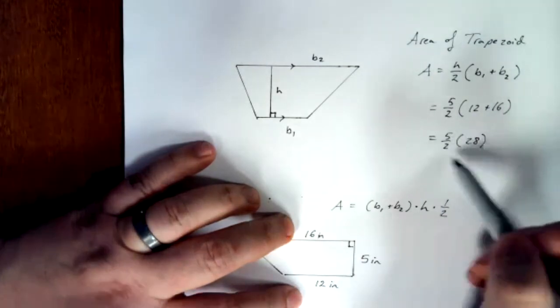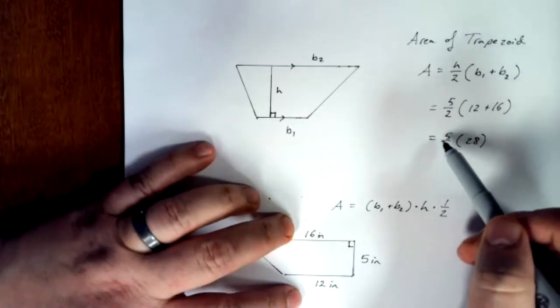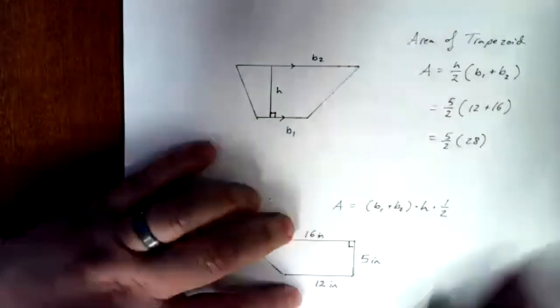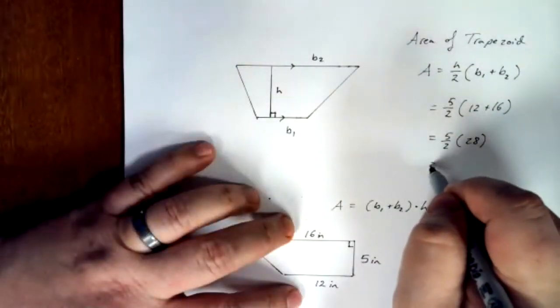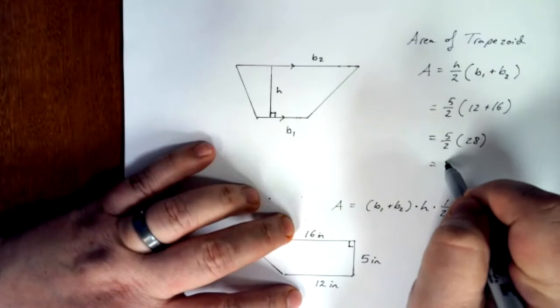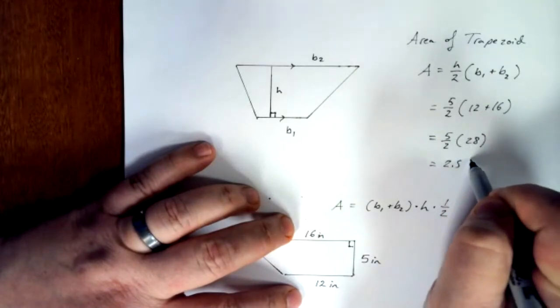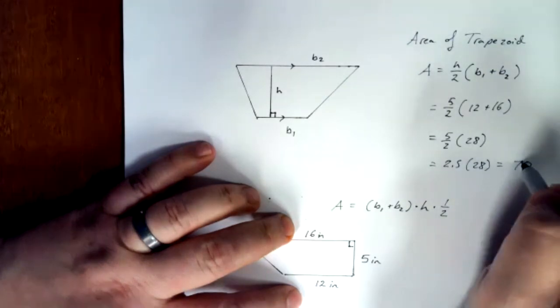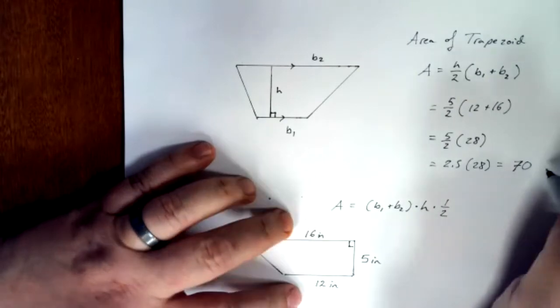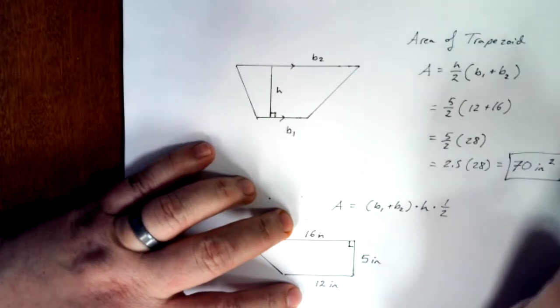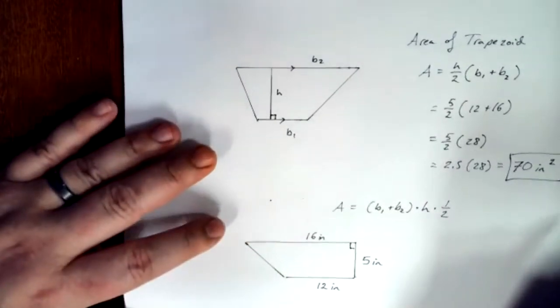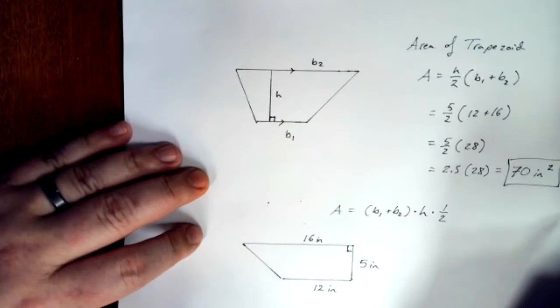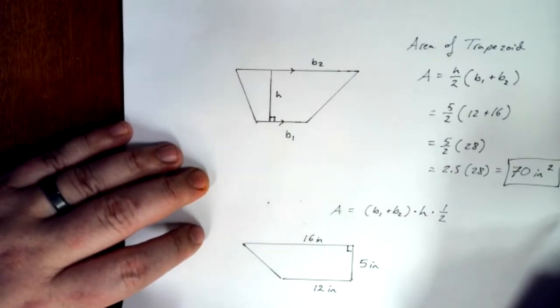Now, you can put this in the calculator pretty much any way you want, because the order of operations is all the same on this one. It's multiplication and division. But if you wanted to, 5 divided by 2 is 2.5 times 28, and that is 70. Since it's in inches and it's an area, your answer is in inches squared. Okay. Let's do one more of that.